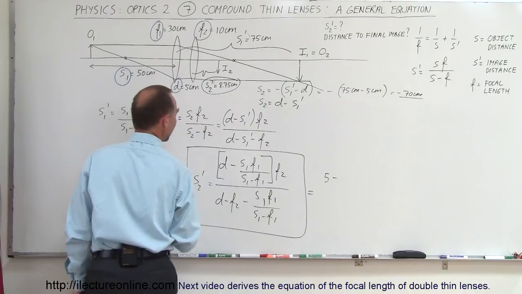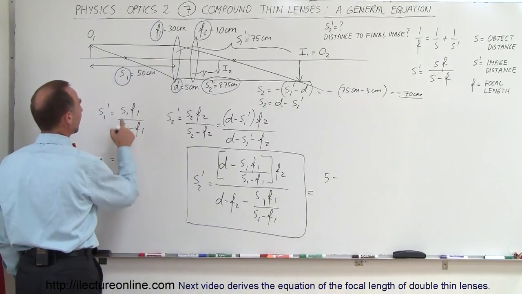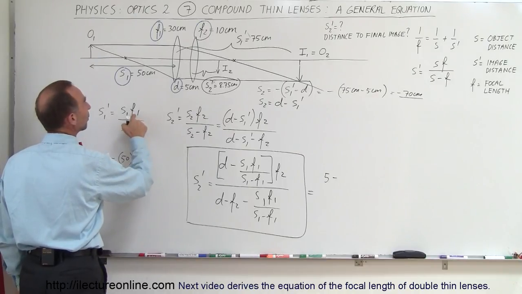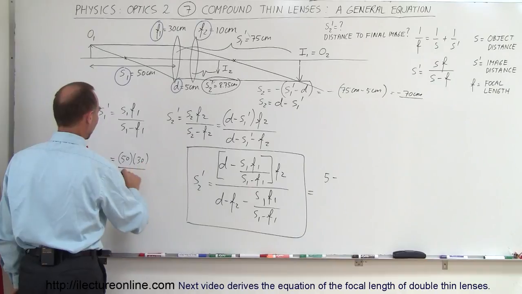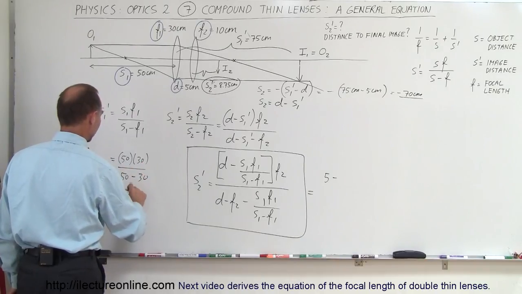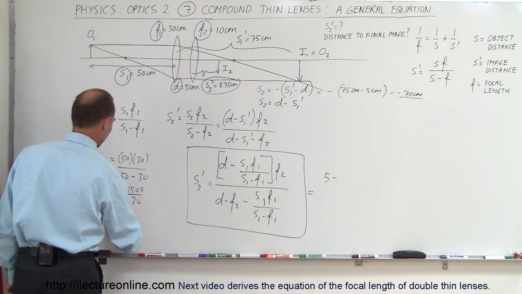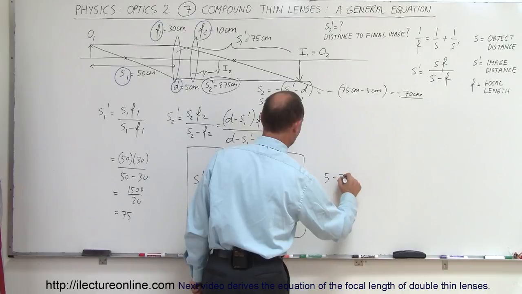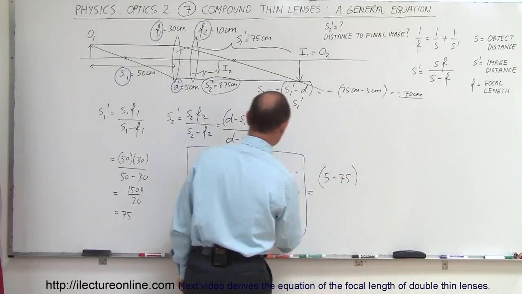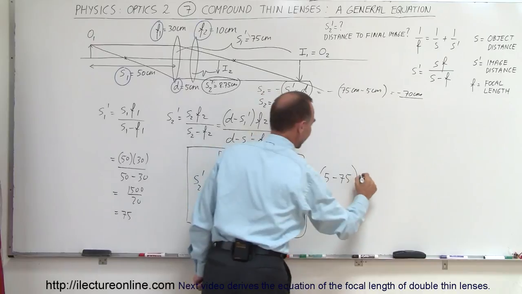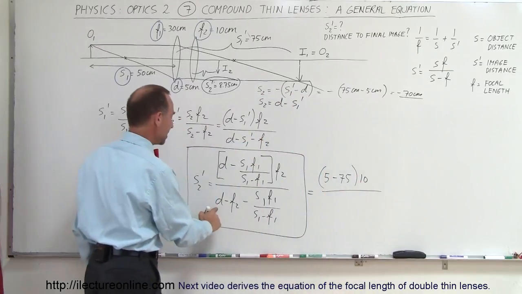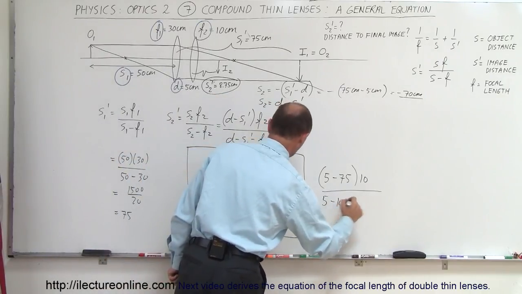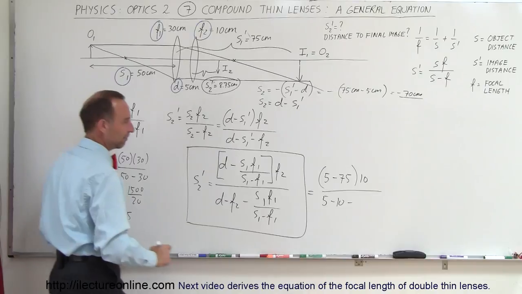S1 F1, okay, I can go ahead and probably calculate that separately. So this would be S1, which is 50, times F1, which is 30, divided by 50 minus 30, which is equal to 1500 divided by 20, which is 75. So this whole fraction right here becomes 75, so 5 minus 75, and the whole thing multiplied times F2, which is equal to 10, divided by D, which is 5, minus F2, which is 10, minus, again, the same fraction right here, which is 75.